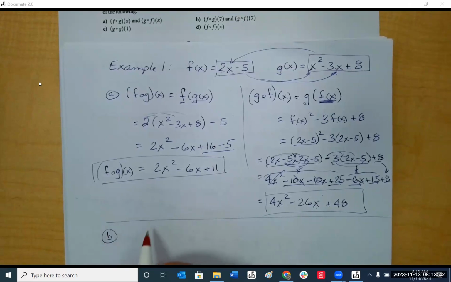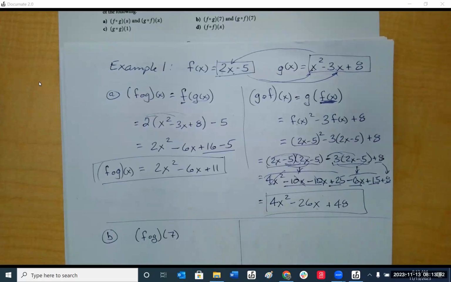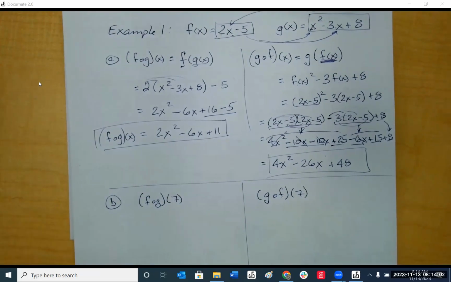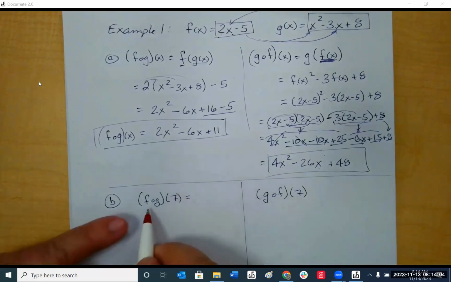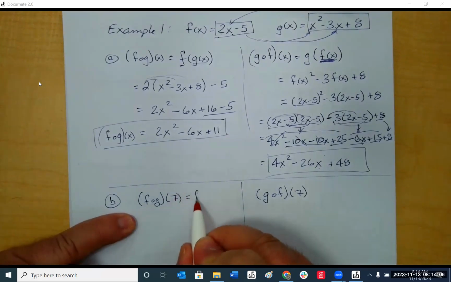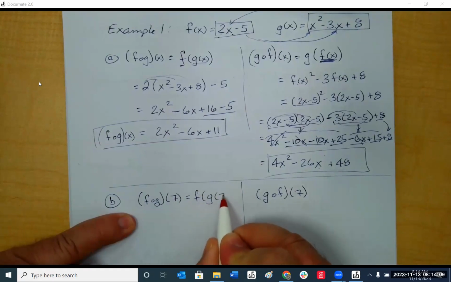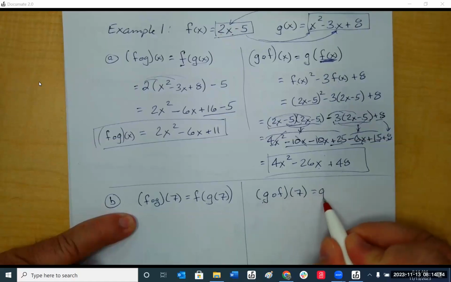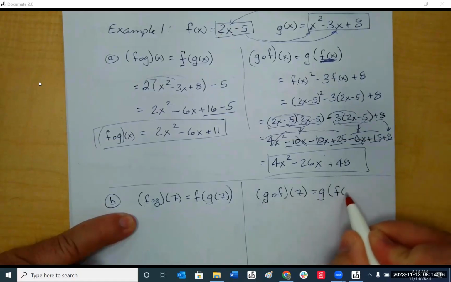Now, what B is saying is let's find the f of g when x is 7 and the g of f when x is 7. Now, let's look at what this really means. This means f of g of 7. And this one means g of f of 7.